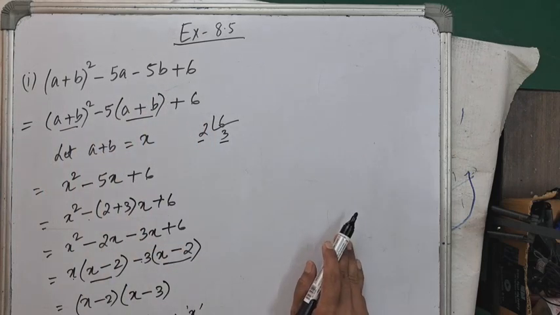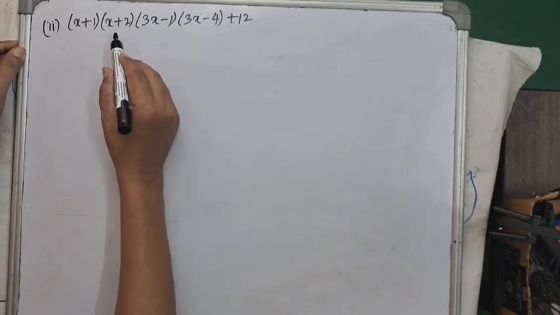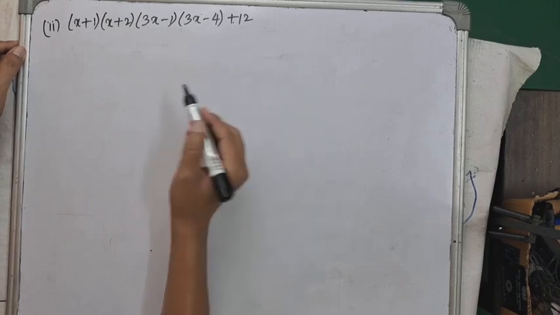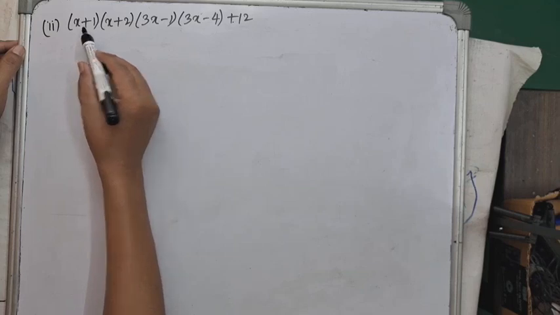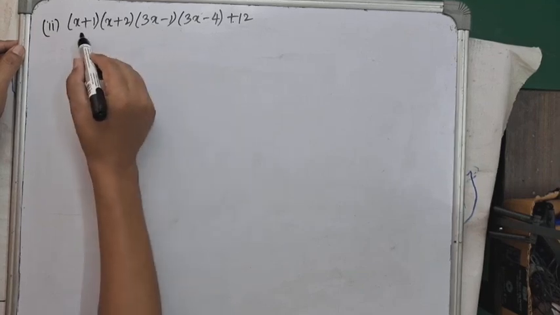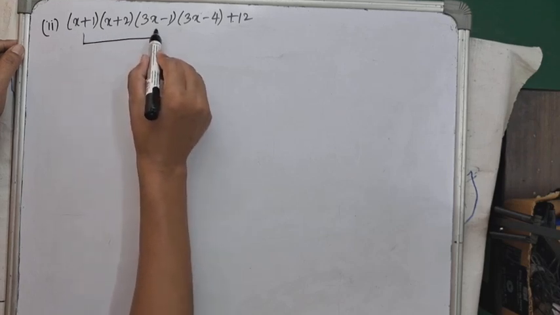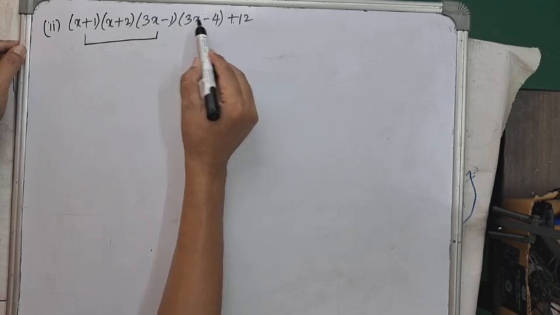Now let's move on to the next question. Question number 2: (x + 1)(x + 2)(3x − 1)(3x − 4) + 12. How do we factorize this type of question? We have plus signs here and minus signs here. We multiply the term having a plus sign with the term having a minus sign, again the term having a plus sign with the term having a minus sign.